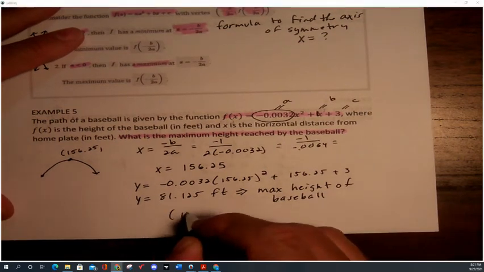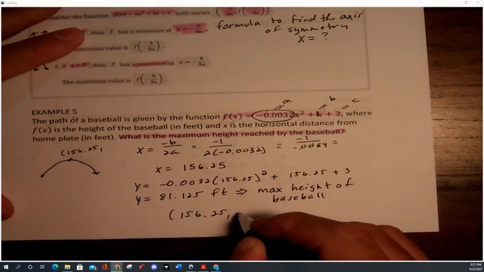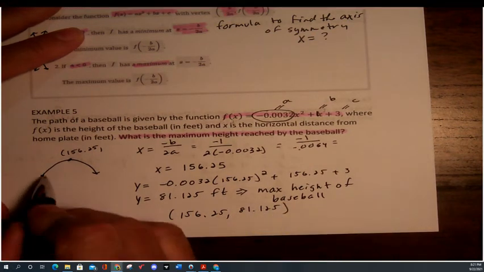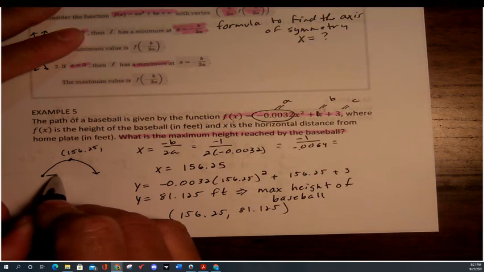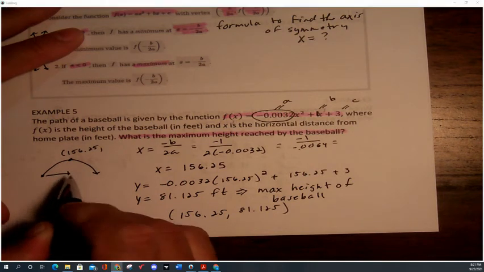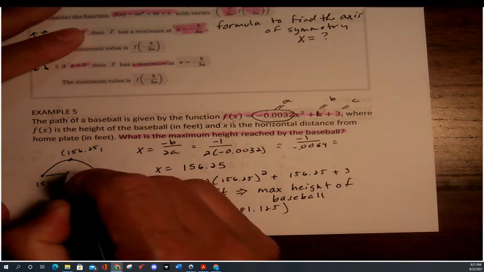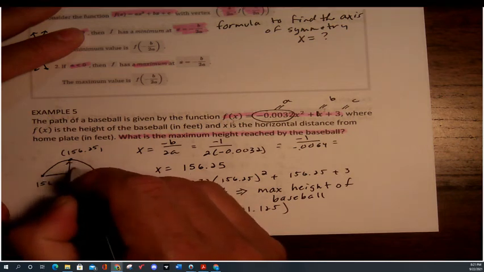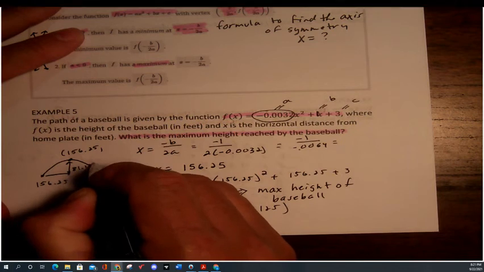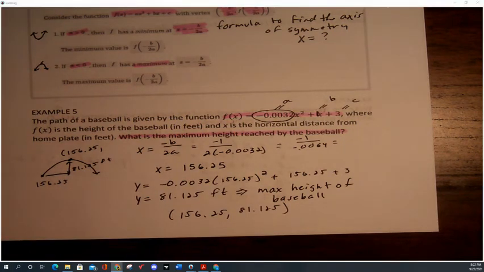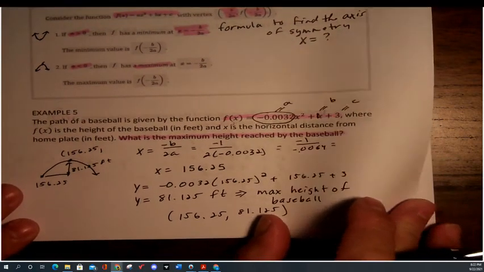This is my vertex. And what does all this mean? It means that the ball traveled horizontally 156.25 feet, and at that point, the ball is 81.125 feet high, and that is the maximum value. Okay, so that is example 5.